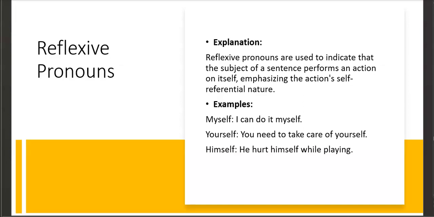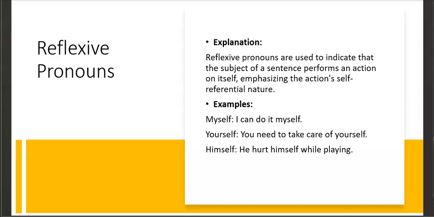an action is being performed by the specific thing or the specific person. Okay, so for example, here we have myself, yourself, himself. I can do it myself. You need to take care of yourself. He hurt himself while playing. So you notice that with the reflexive pronouns, they just show that no one else did the action but you. Okay, no one else did this action but you. So notice that about reflexive pronouns.